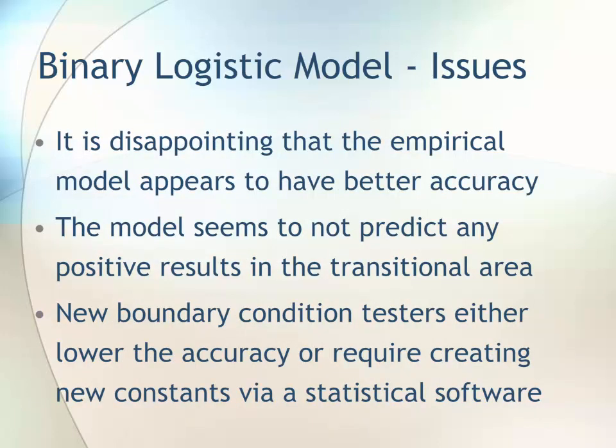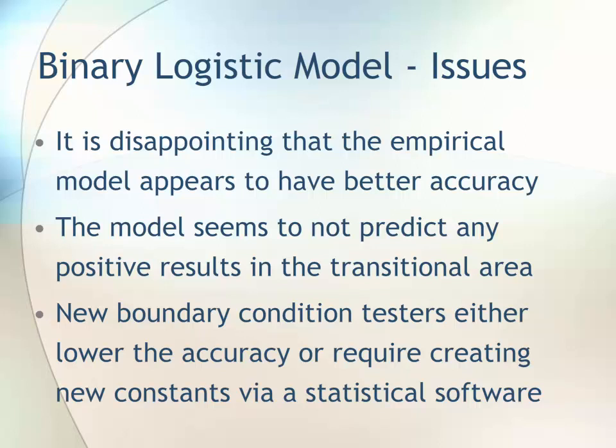There are issues with binary logistic regression, even using two variables. It's kind of disappointing that an empirical model still seems to have better accuracy than a very highly sophisticated model. Binary logistic regression doesn't try to take an average between the extreme of the negative boundary and the extreme of the positive. It just shows you the positive boundary. That's it. It doesn't attempt to look at untested data in any manner at all.